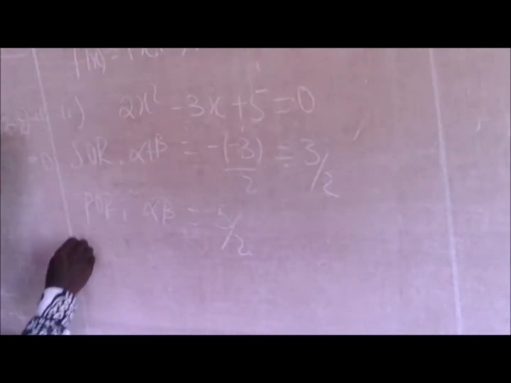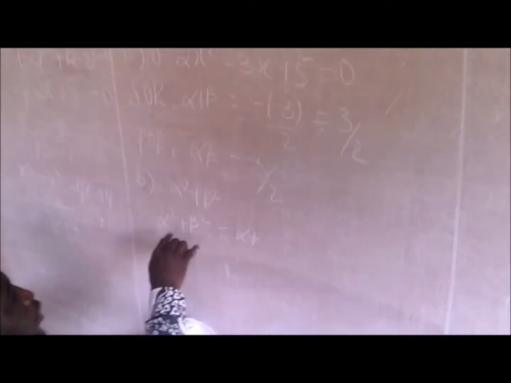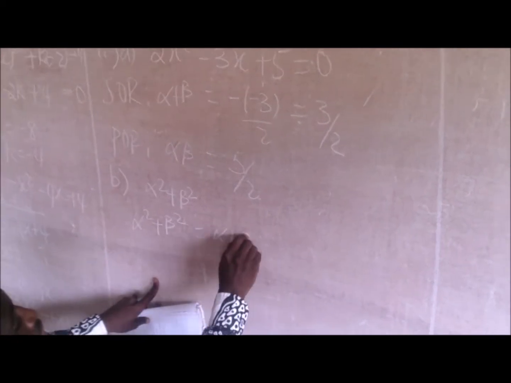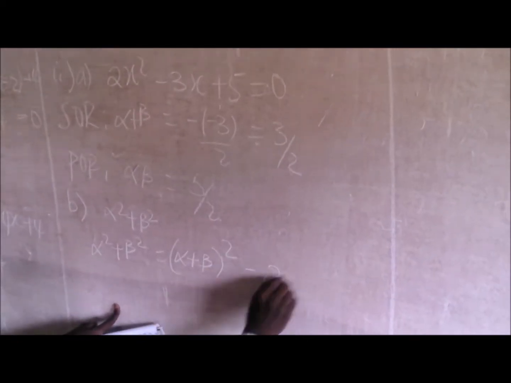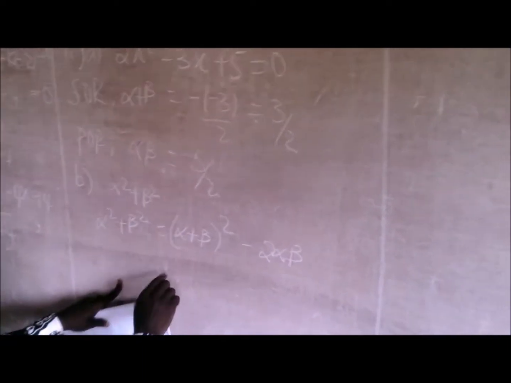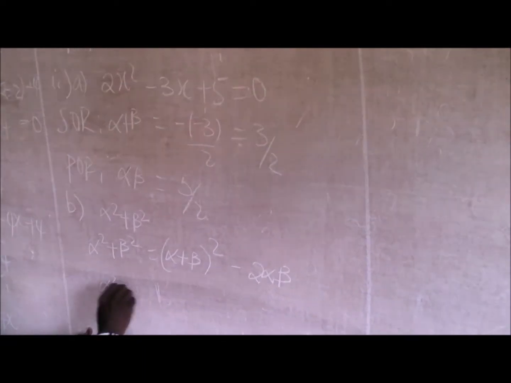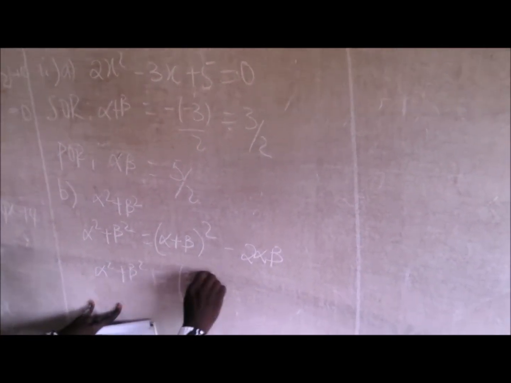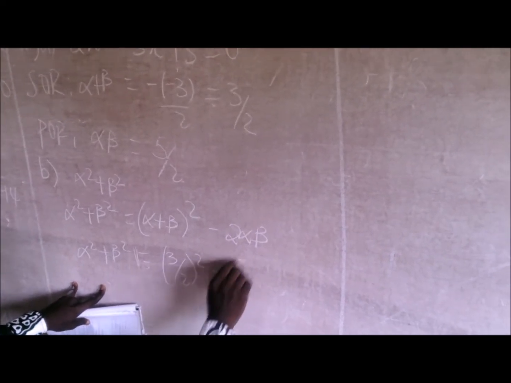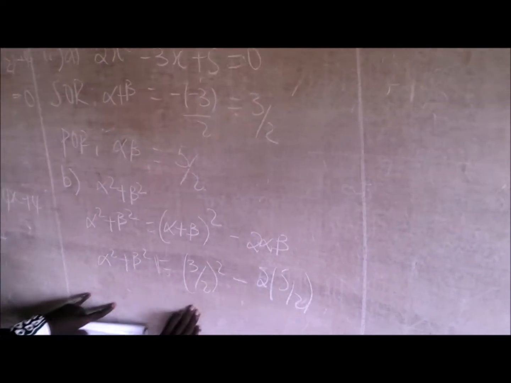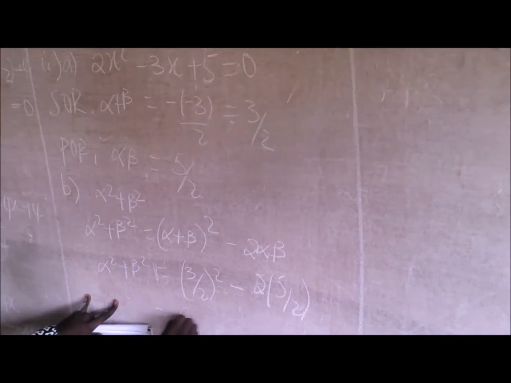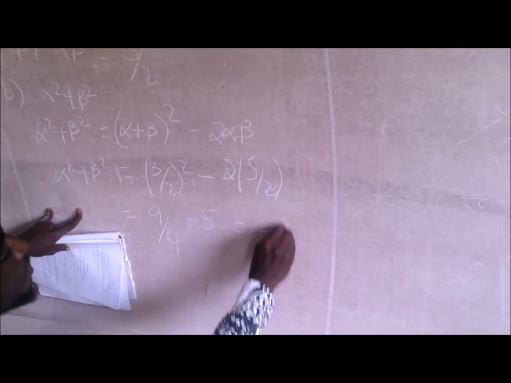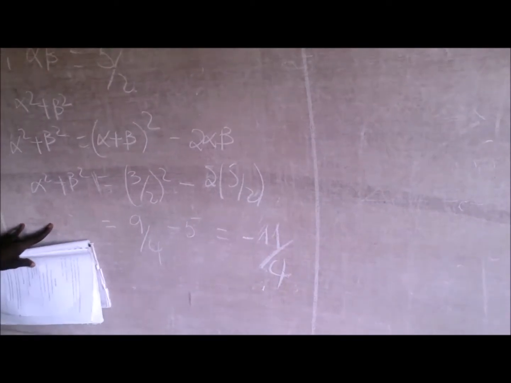Now, we're being asked to evaluate. That's the A part of the question. Now we are being asked to find the value of alpha squared plus beta squared. Alpha squared plus beta squared is actually equal to alpha plus beta all squared minus 2 alpha beta. From above, we got alpha plus beta and alpha beta. So alpha squared plus beta squared is equivalent to alpha plus beta all squared, that is 3 on 2 all squared, minus 2 into 5 on 2. Exactly. So we're going to have 9 on 4 minus 5. And when we do that, we're going to have negative 11 on 4 as alpha squared plus beta squared.